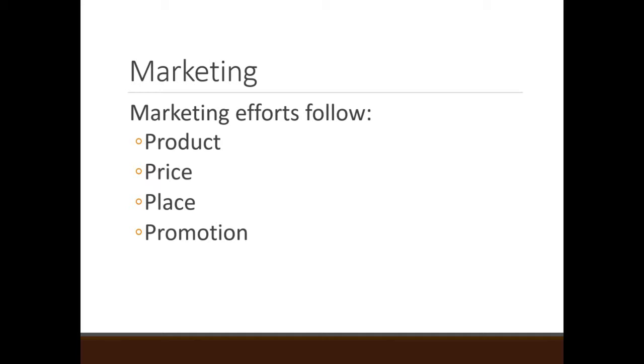Marketing efforts follow 4 things: product, price, place, and promotion. The 4 P's: product, price, place, promotion. I'll think of a 5th P, put it in there in your test and say, which of these is not one of the 4 P's of marketing? Product, price, place, promotion. Those are your 4 P's.